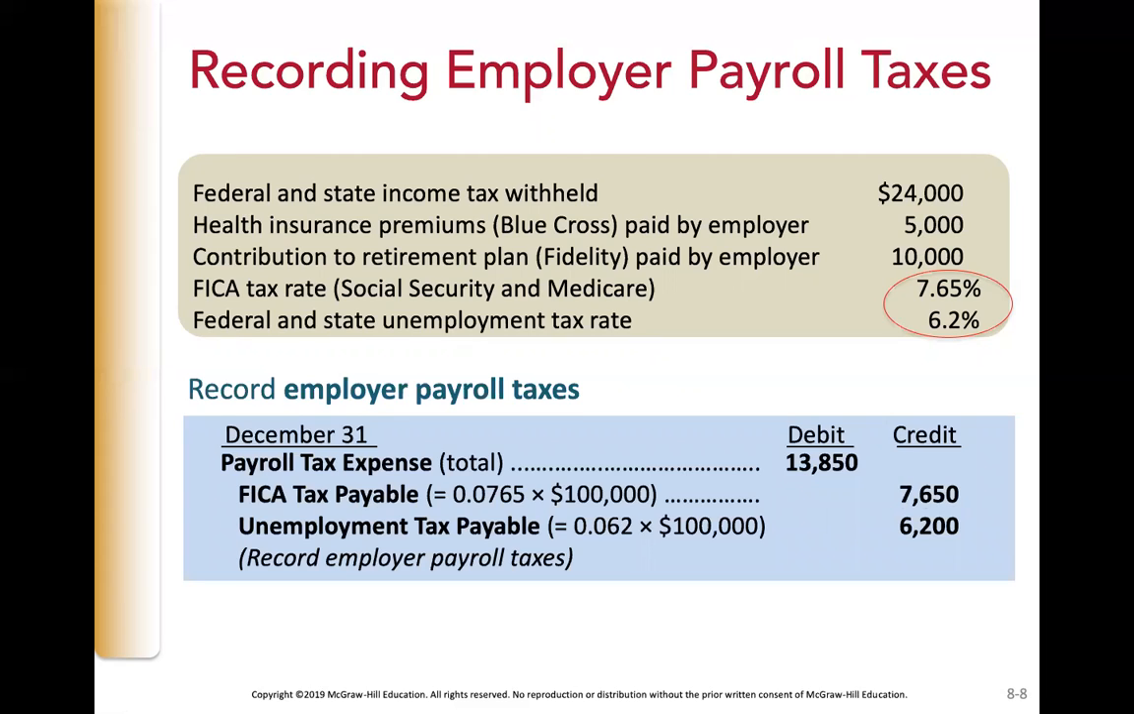When you're recording these, you're going to record them in these three journal entries. You're going to record the employee salary expense, any fringe benefits, and then the employer payroll taxes.